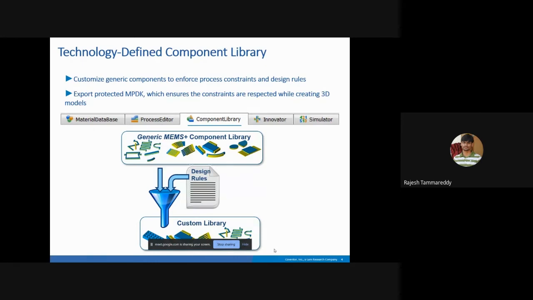So all these design rules you can set in this component library, and you can make these components customizable for that particular PDK. Once you make this modification, you can export this as a PDK and share this model with anybody who uses the same process, so that they need not always create all these materials, processes, and components. They can directly import that MPDK file, which was created in the beginning, and use it.